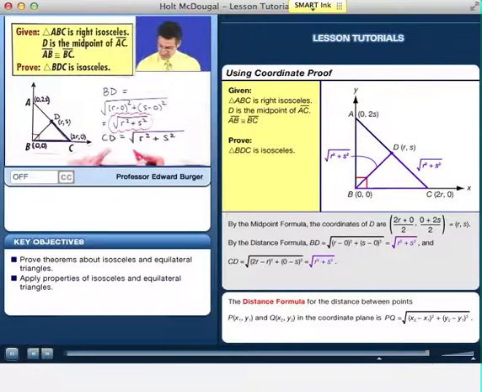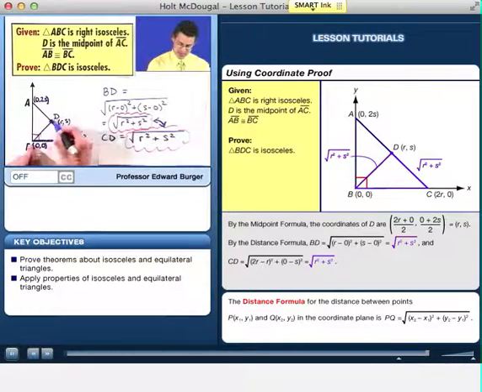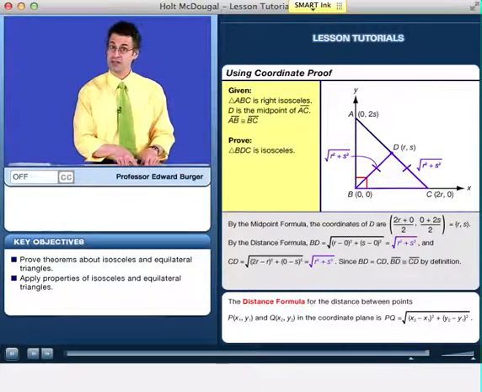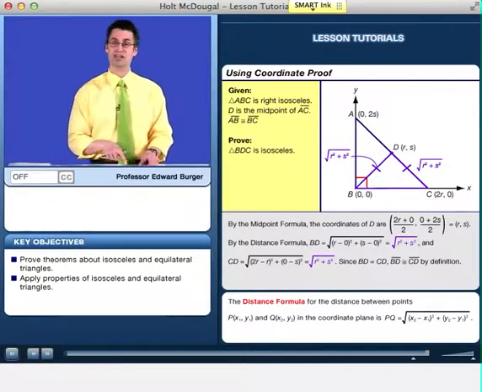And it still looks abstract, but notice something. These are the exact same quantities. Square root of r squared plus s squared, square root of r squared plus s squared. So I see for certain that BD has the same length as CD. And therefore, since these lengths are equal, these 2 line segments are congruent, and that means that this triangle is isosceles.